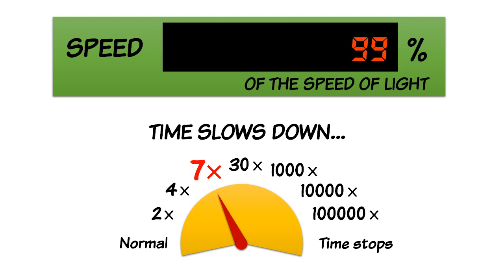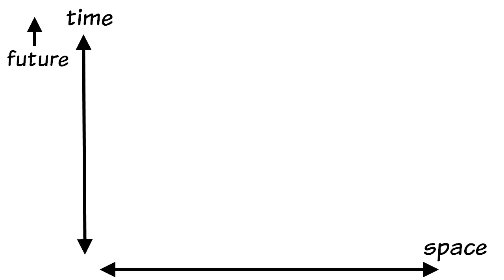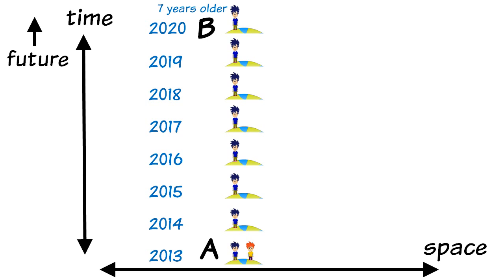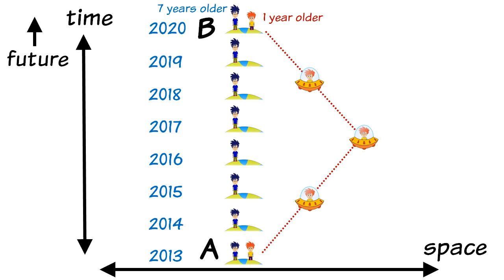Let's look at the space-time diagram. Your twin took 7 years to get from point A to point B in space-time, but you only aged 1 year going from A to B. In the saucer, the slowing down of time made everything slower. Your watch, your heartbeat, your brain functions. So you didn't feel that time was any different than usual. But from the point of view of the Earth, you time traveled to the future at 7 times the usual rate.